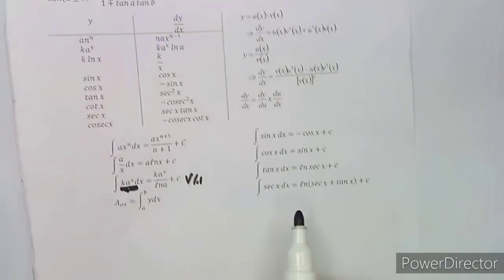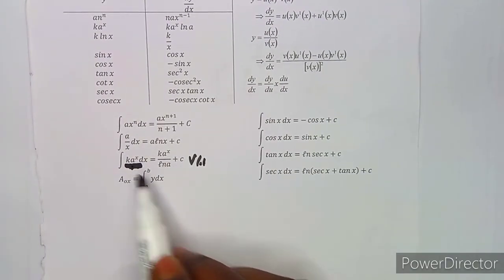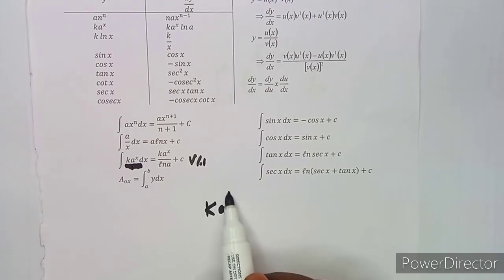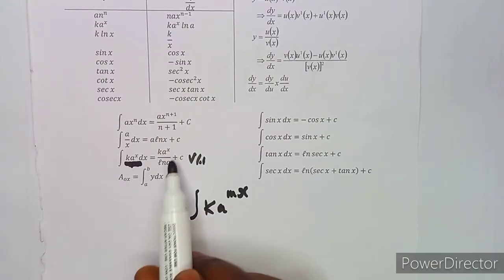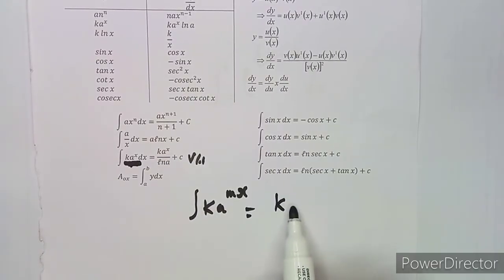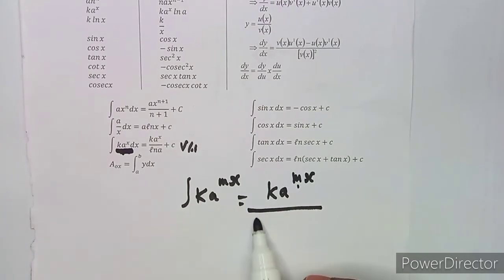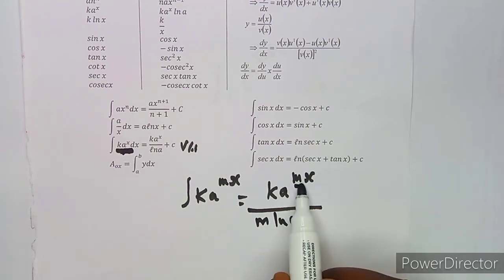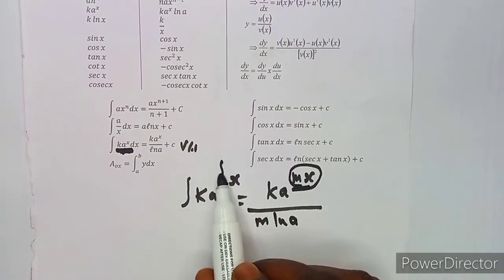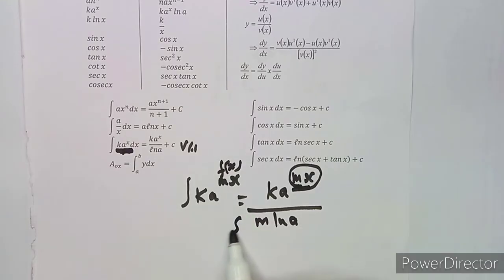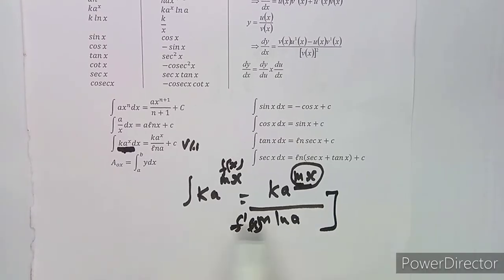If you are given, let's just say it was ka to the exponent of mx like that, the answer was not going to remain like this. It was going to be ka to the exponent of mx like this over m ln a like this. So actually this m is representing the derivative of this. So if it is f of x, then this is the first derivative of x like this.